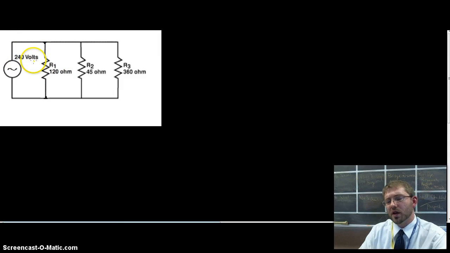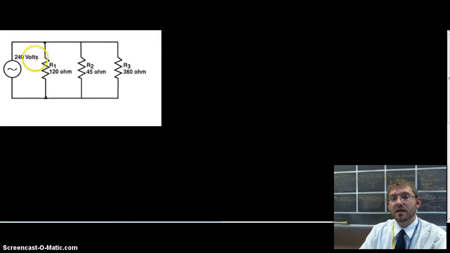The difference between a series circuit and a parallel circuit is that a parallel circuit has more than one path through which the current can flow. So, for example, if there was a switch here or there was a break in the circuit, there are still two alternative paths through which this current can flow.